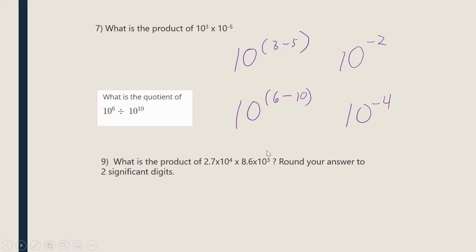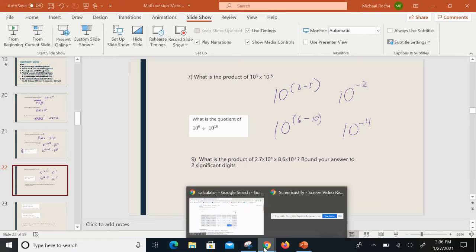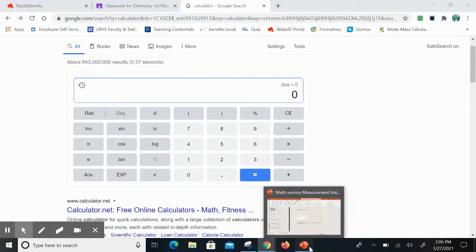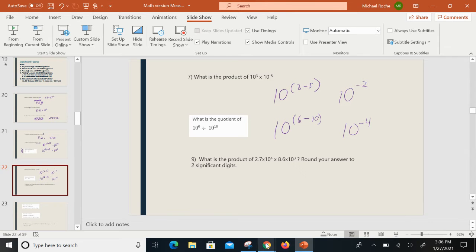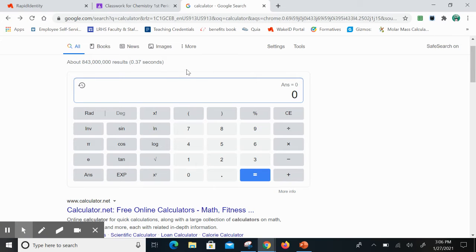So for this next one, 2.7 times 10 to the 4th times 8.6 times 10 to the 3rd. So I'm going to show you how to do this on a calculator. I'm going to use just the Google calculator. So 2.7 times 10 to the 4th. So a couple ways to do this. You can just do 2.7 times 10 raised to the power of the 4th, which would be this button.